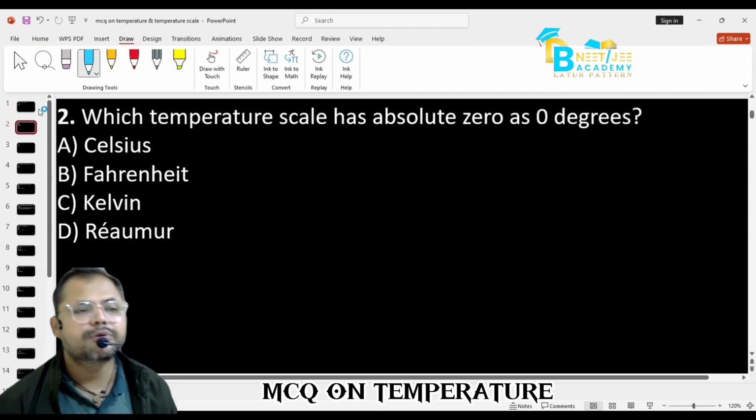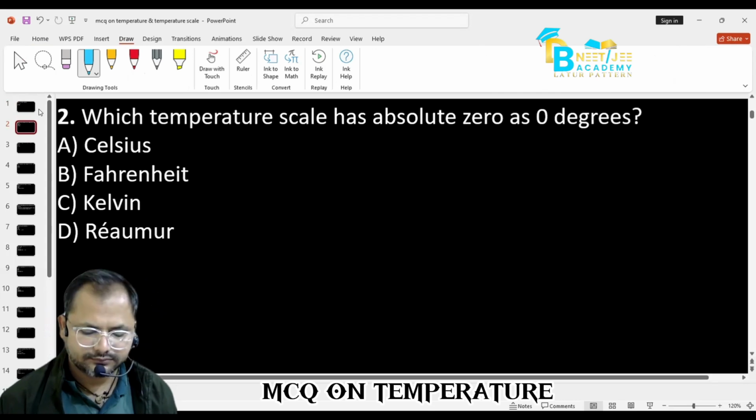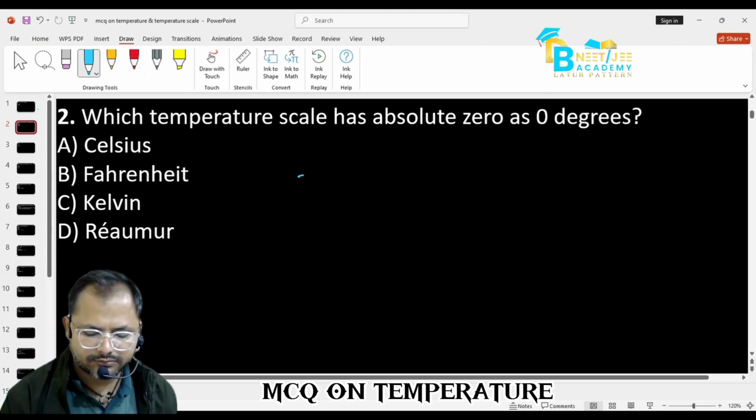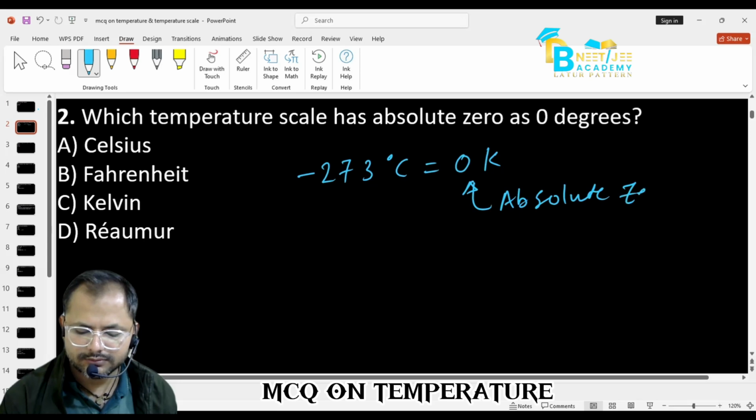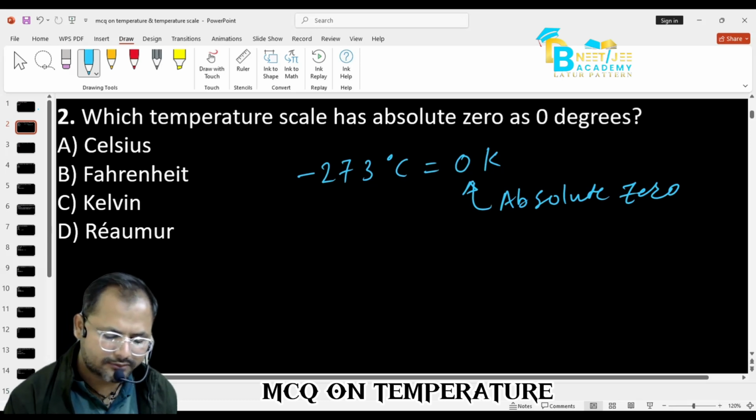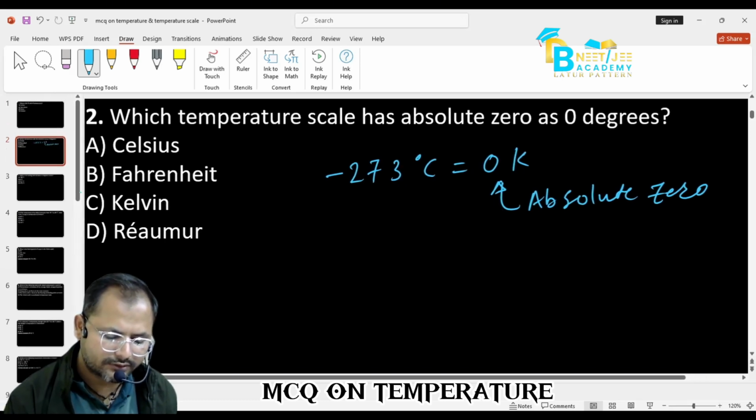Next question, which temperature scale has absolute zero as 0 degrees? The minimum temperature is minus 273 degrees Celsius, which is equal to 0 Kelvin, known as absolute zero temperature. So Kelvin has absolute zero temperature.